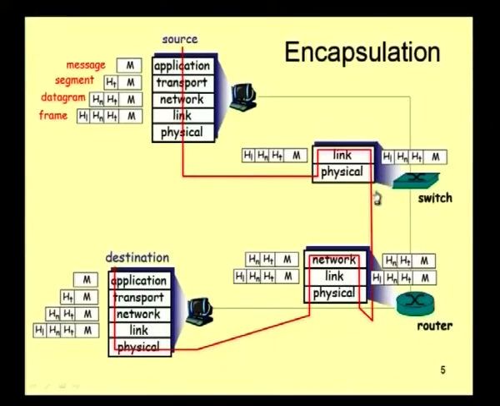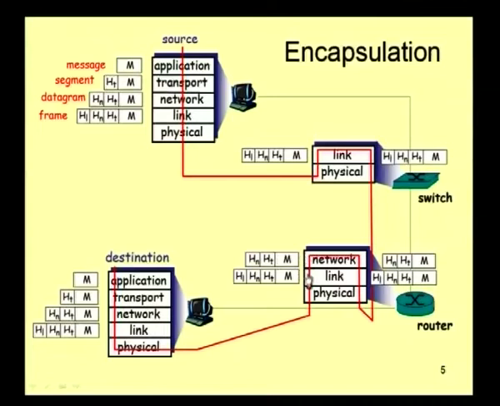So, when the data comes from the physical layer, it will be passed to the link layer. At the link layer the header is removed, and then the data is passed to the network layer. So, you have HN plus HT plus M, this is the data that comes to the network layer. The network layer acts based on the information available in HN, the header of the network layer, and then makes any changes required and passes it on to the correct link.